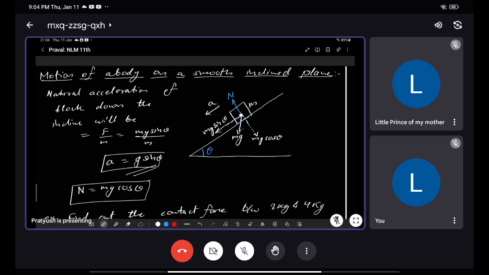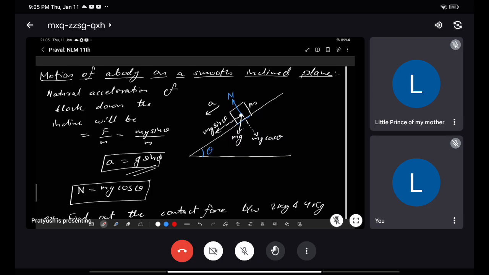That's why it will have an acceleration a equal to g sin theta in the downward direction. So the component is mg sin theta, and mg cos theta will be our normal reaction. Acceleration in the downward direction will be what? g sin theta. Take it down. Is it taken down? Copy it, sir. Copied.